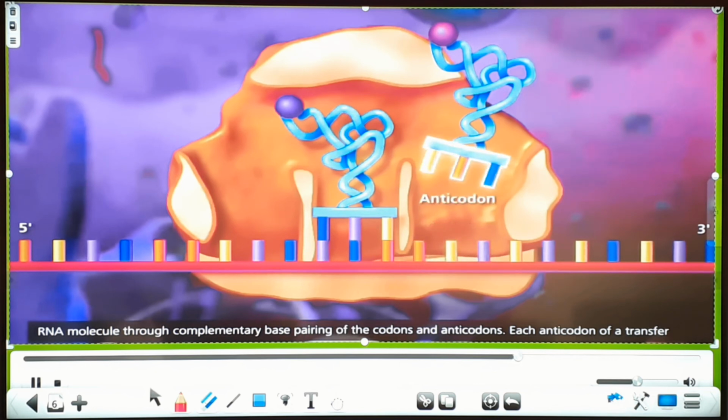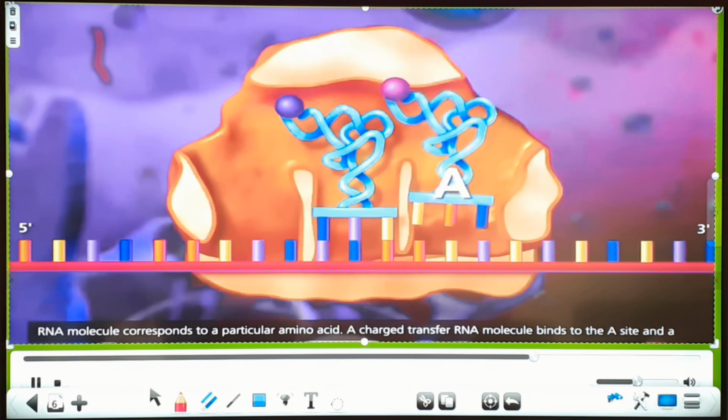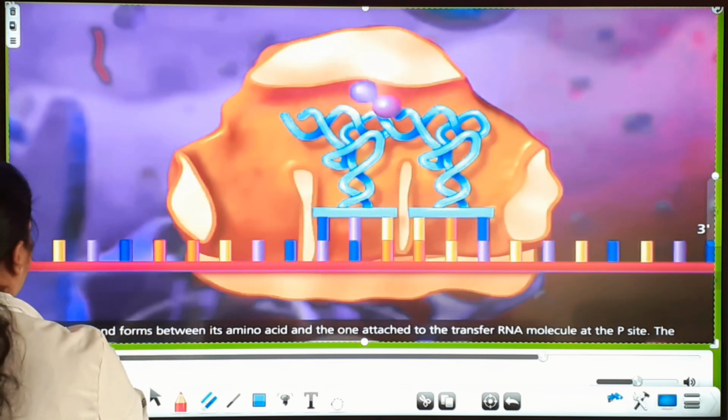Each anticodon of a transfer RNA molecule corresponds to a particular amino acid. A charged transfer RNA molecule binds to the A site, and a peptide bond forms between its amino acid and the one attached to the transfer RNA.